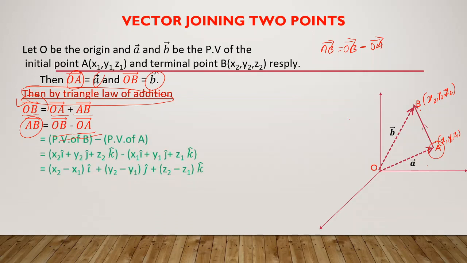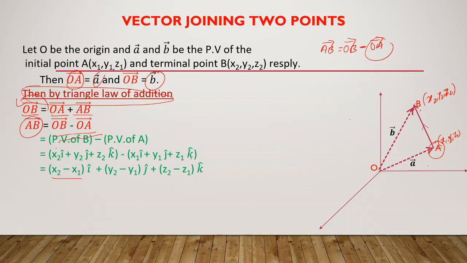So when I do this, we know that vector OB is x2, y2, z2 and vector OA is x1, y1, z1, so you have to do the difference. How to do the difference? We studied it in the previous video: just subtract the corresponding elements. So AB is x2 minus x1, y2 minus y1, z2 minus z1.